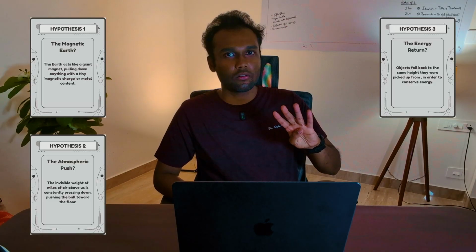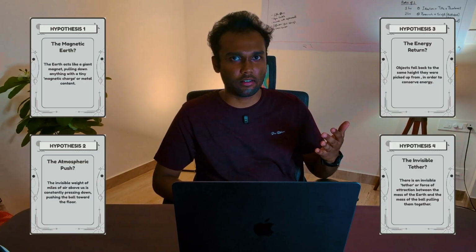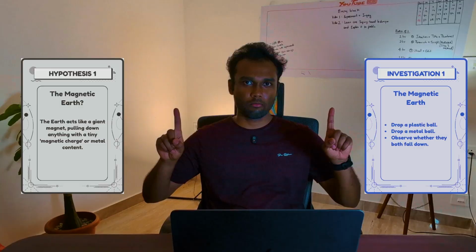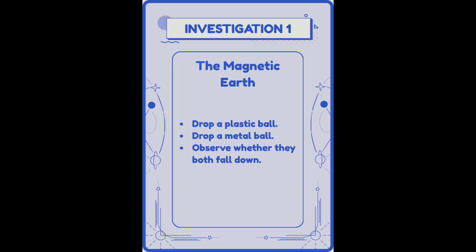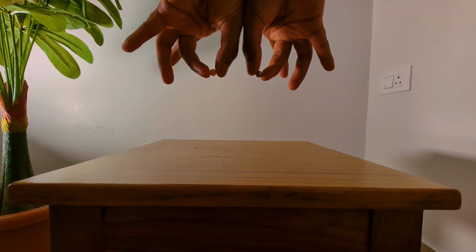4 explanations, all of them internally consistent. The question is which one survives the test. 1 experiment per hypothesis. Let's go. Investigation 1. The magnetic Earth. You can drop a plastic ball and a metal ball and see if either of them fall down. We see that both of them fall down at the same time. If Earth were a giant magnet, it should not have affected the plastic ball and it should have stayed in the air.